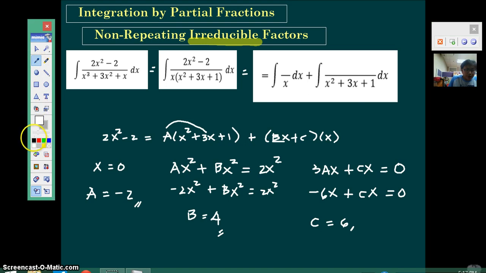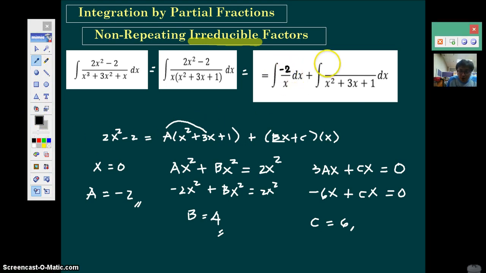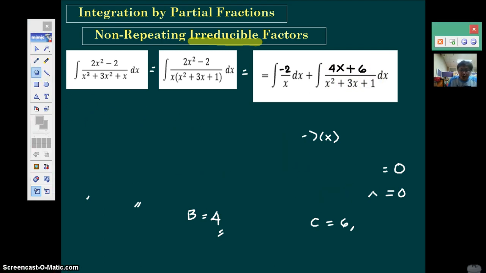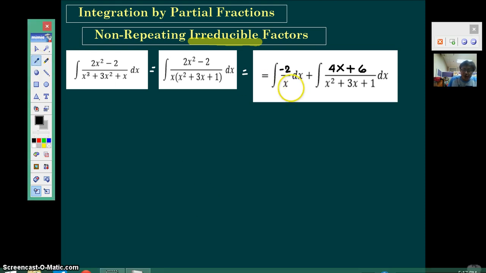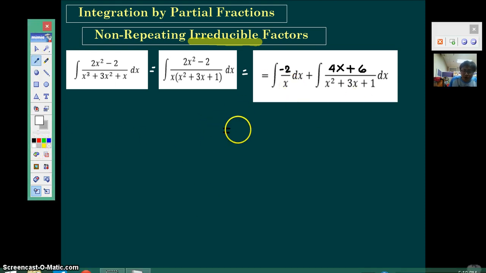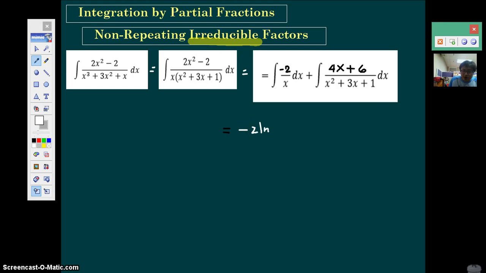Then this must be negative 2 here, and then 4x plus 6. Remember, it's bx plus c, so it's 4x plus 6. Now we have this integral to deal with. Much simpler integrals, these two. So the first is very simple. It's simply negative 2 ln x.